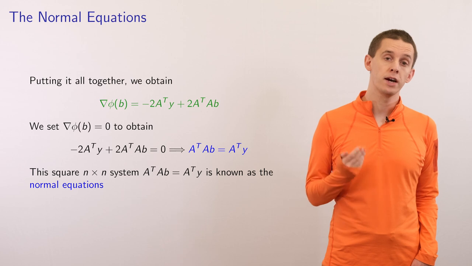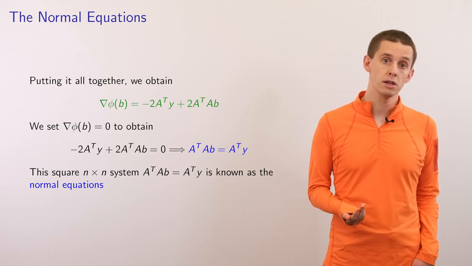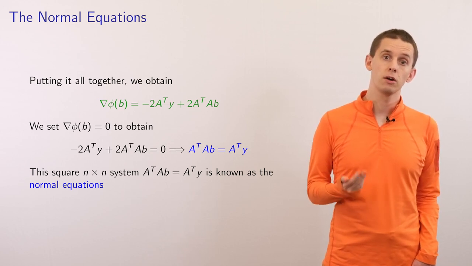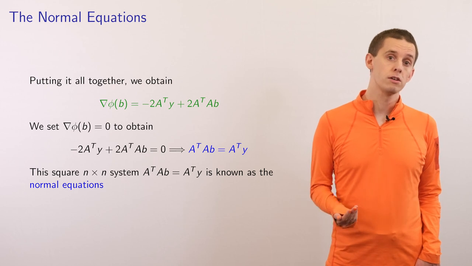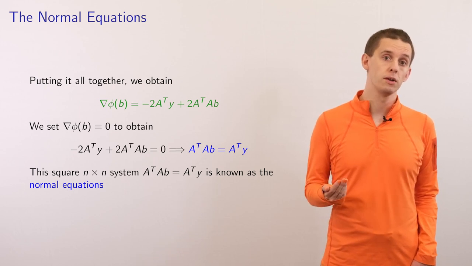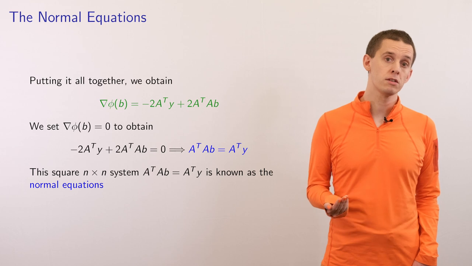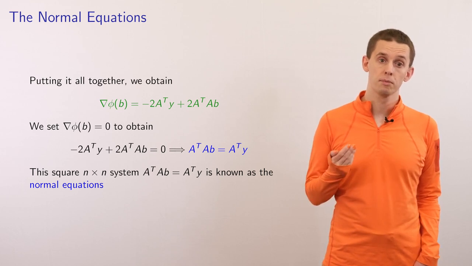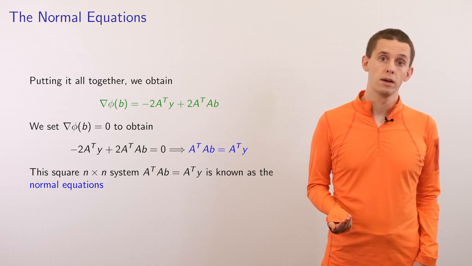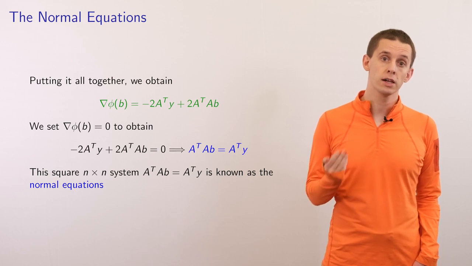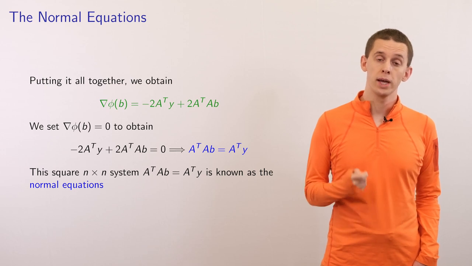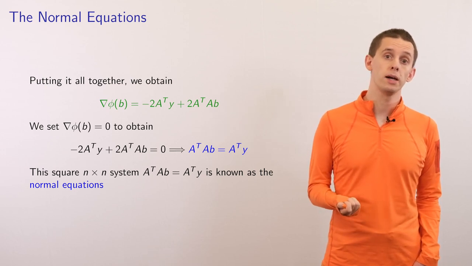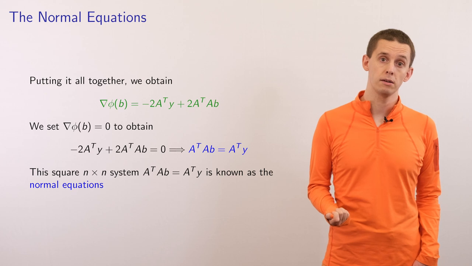We now want to find the minimum, so we set grad phi equal to 0. And from that we can conclude that A transpose A b is equal to A transpose y. And it's rather interesting to compare this to what we started with. We started with an over-constrained system that was just Ab equals y. And after going through this argument, we find that for this least squares problem, we get back the same equation, but now pre-multiplied by A transpose on either side.